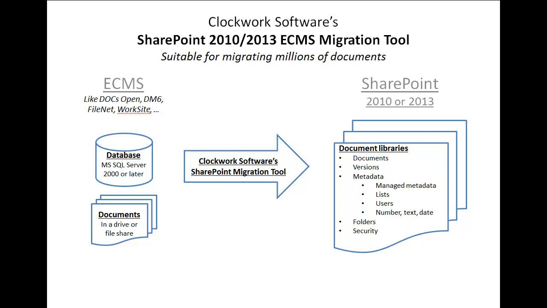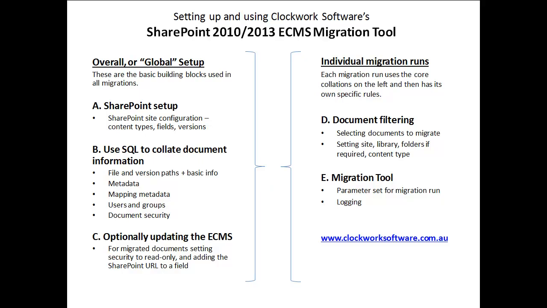In the first video you've seen the tool migrate documents, versions and metadata to SharePoint. Now we're going to have an in-depth look at how this works. To do it, we'll look at how each of the following has been done in the trial environment, which you can download. Firstly, the SharePoint setup, then collating all the basic information about a document, as well as how we can update your ECMS when documents are migrated. This will give us the building blocks.